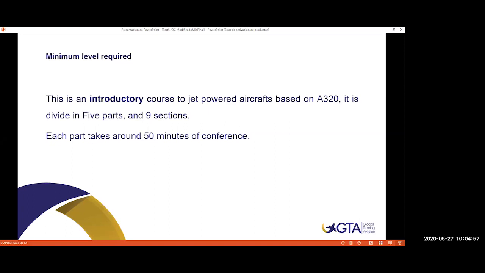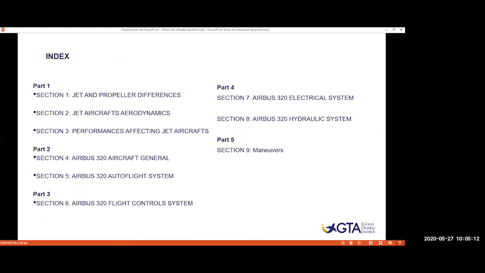This part is a little bit deeper, maybe it takes a little bit more than 50 minutes. We are trying to reduce as much as possible, but as I say, it's a deep day today. This is what you already saw, and we are right now here in the last one, part number 5 with section number 9, with maneuvers, as I say.